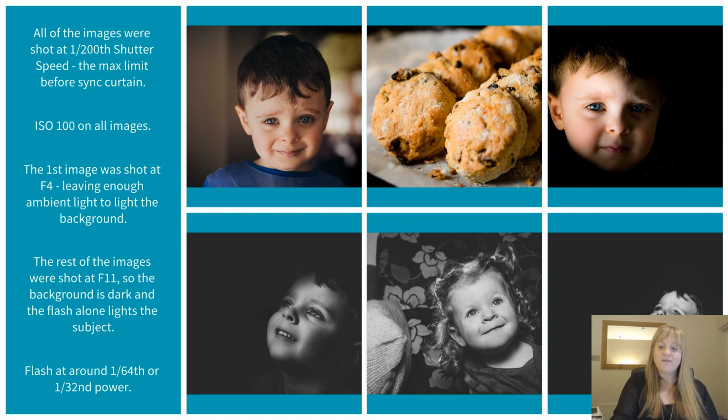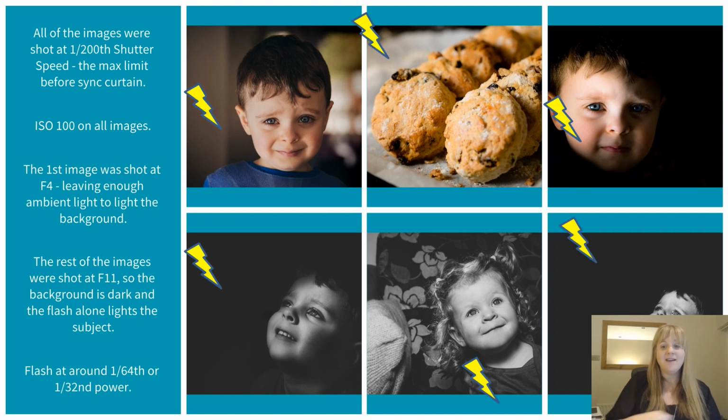And in terms of where my actual octobox was when I was shooting, these little flash symbols are just to help you out. The majority were to the left. So in the very first one, the octobox was probably about a foot and a half away from his face. In the scones one, it was above and to the left, and sort of shooting down.